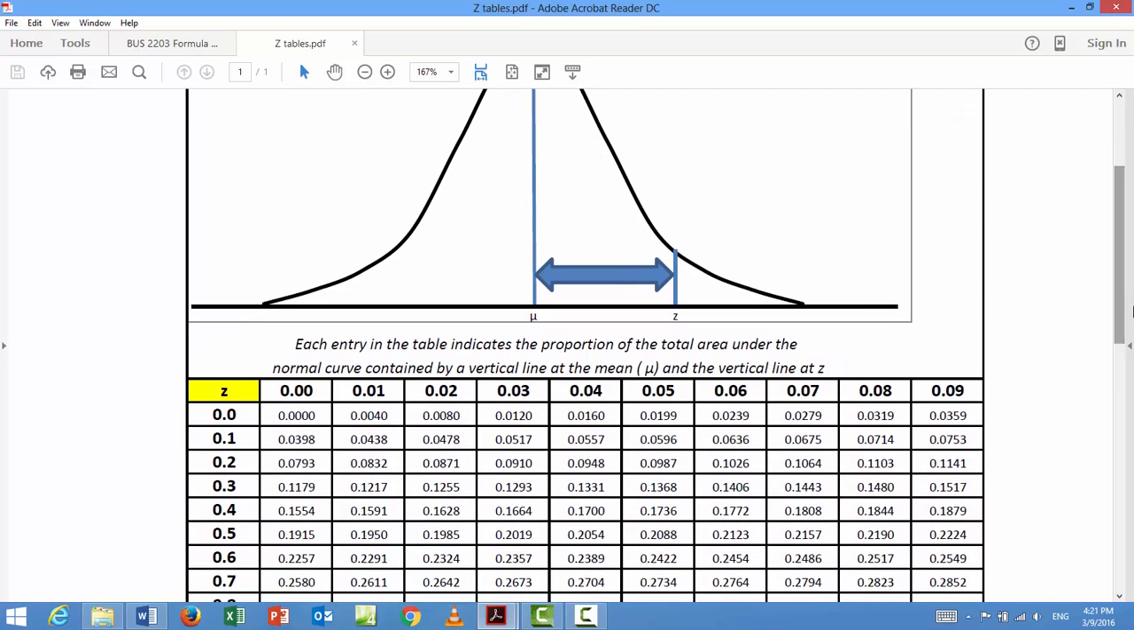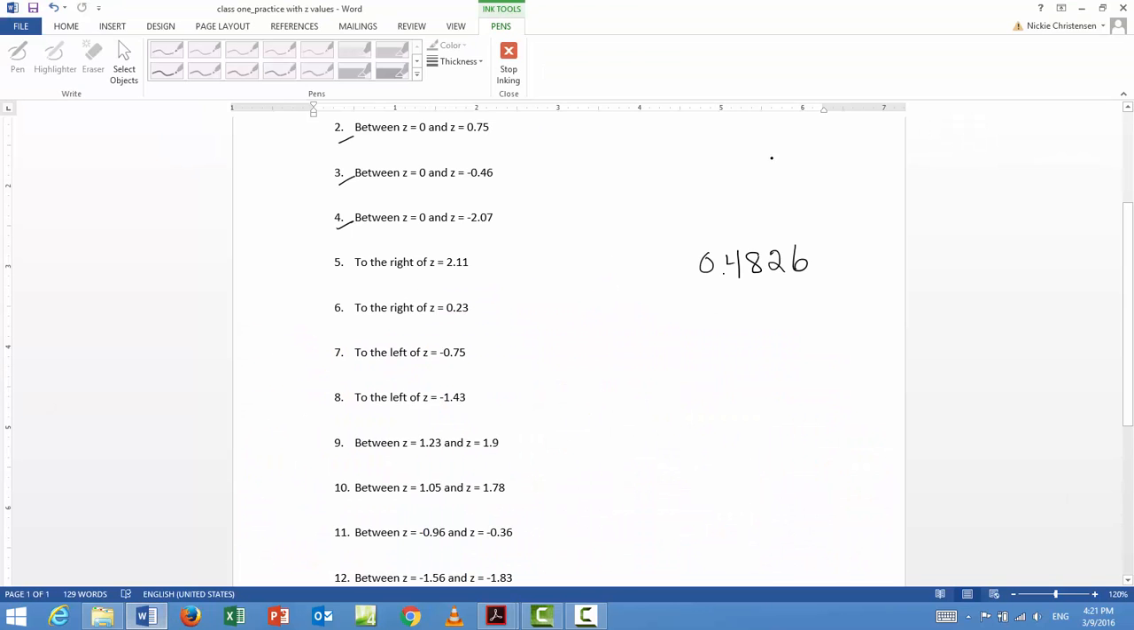So that's what we'll do. We jotted down the p-value from the table: 0.4826 was the area between 2.11 and the mean. Now we'll take 0.5 and subtract that p-value, and we will get an answer of 0.0174. That's the answer to number 5. Number 6, you do the same way because it's a positive z-value.